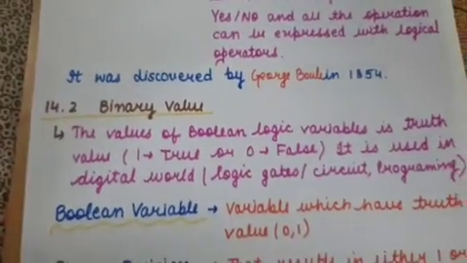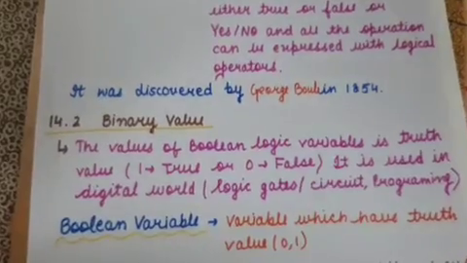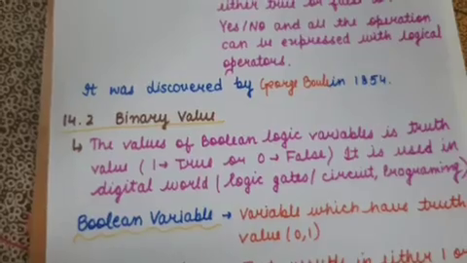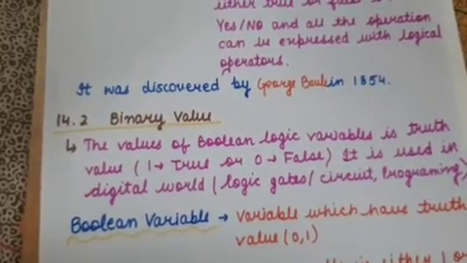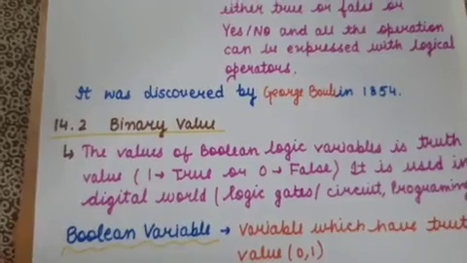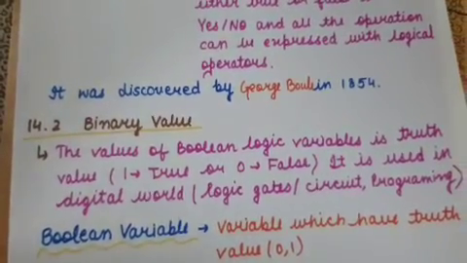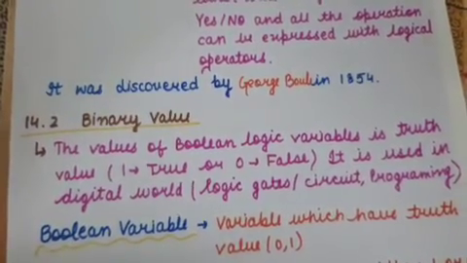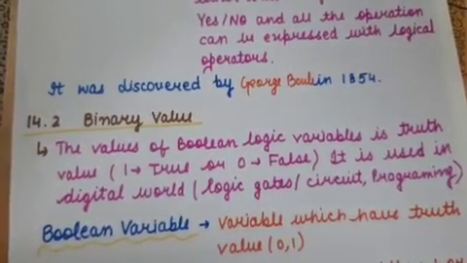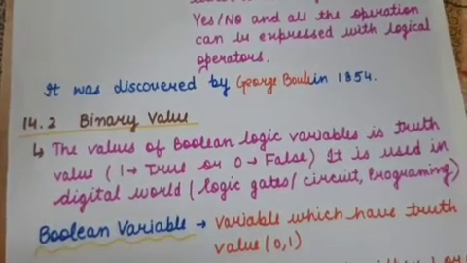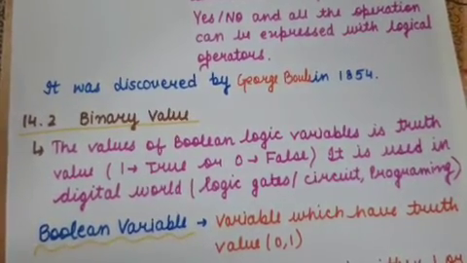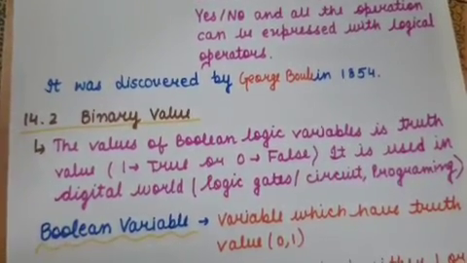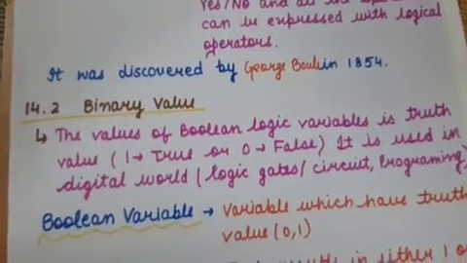Boolean value. The value of a Boolean logic variable is a truth value: 1 for true and 0 for false. And it is used in the digital world, logical gates and circuit programming. What do you mean by the digital world? All the electronic equipment that has circuits and contains logical gates is the digital world, and all these types of equipment are based on the Boolean values 0 and 1. It means on or off, yes or no, or true or false.